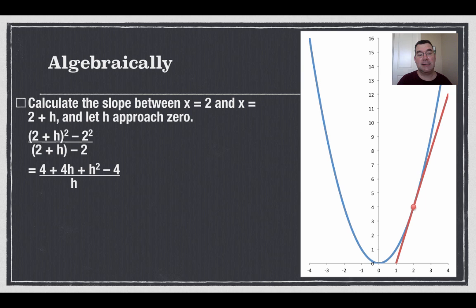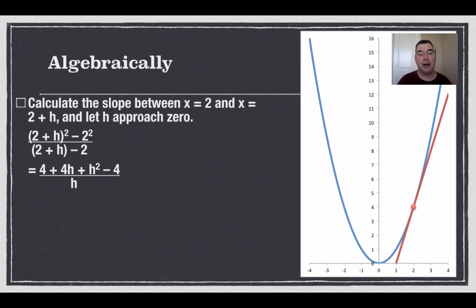So if I expand the top, I've got that binomial being squared, and I remember that I have to FOIL that or use that rule. I can't just square each individual term. So 2 plus h squared is 4 plus 4h plus h squared. And then I subtract the 2 squared, which is 4. That all goes on top.